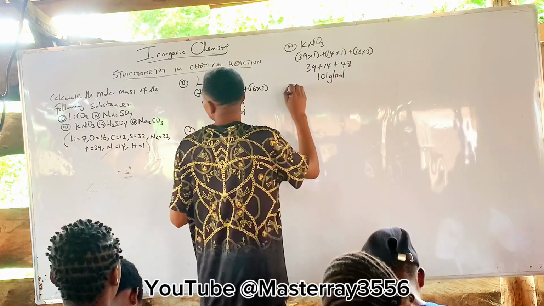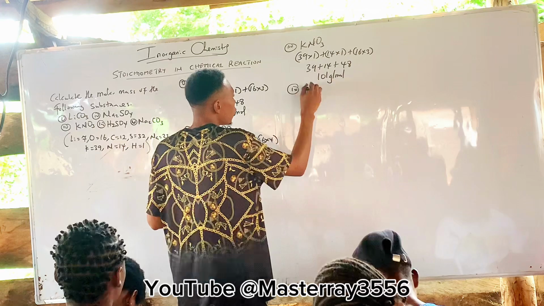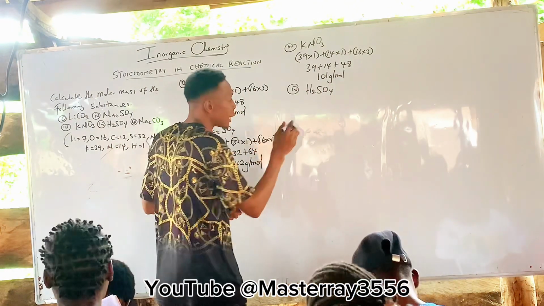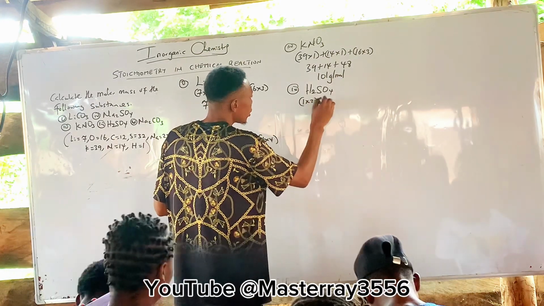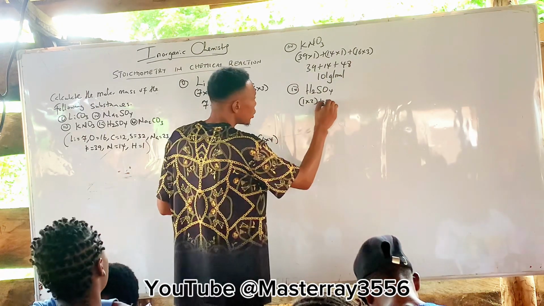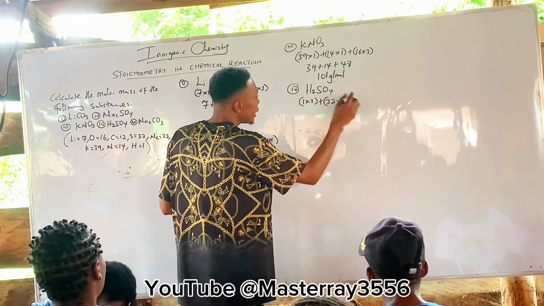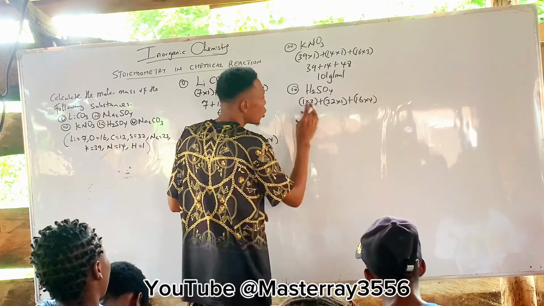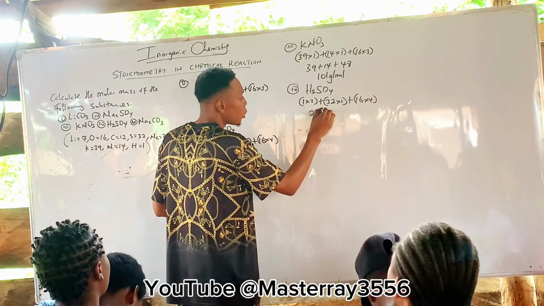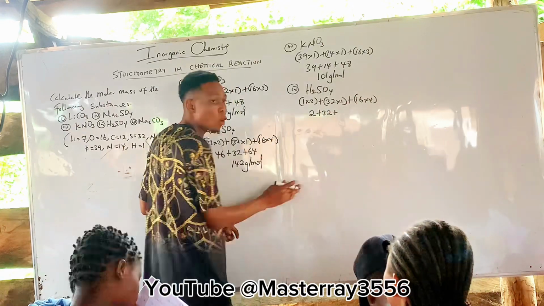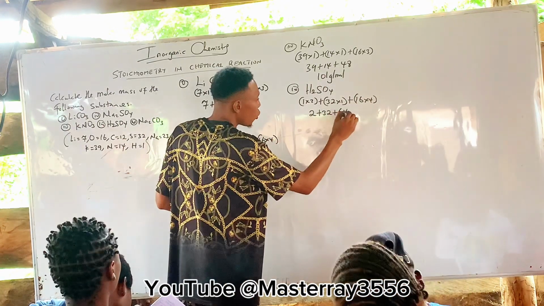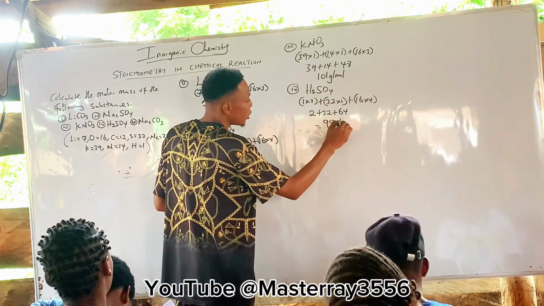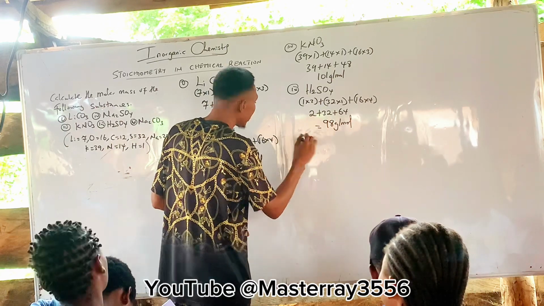So number 4, we are given H2SO4. Now hydrogen is 1 times 2. Plus sulfur is 32 times 1. Then oxygen is 16, 16 times 4. So 1 times 2 gives us 2. Plus 32. Plus 16 times 4, that's 64. We'll add up everything. 98 gram per mole.